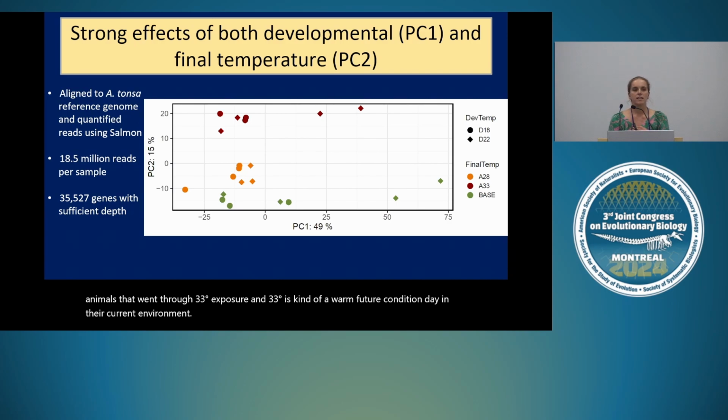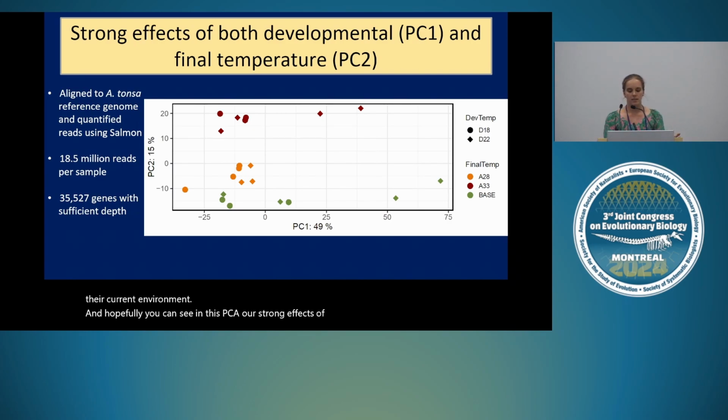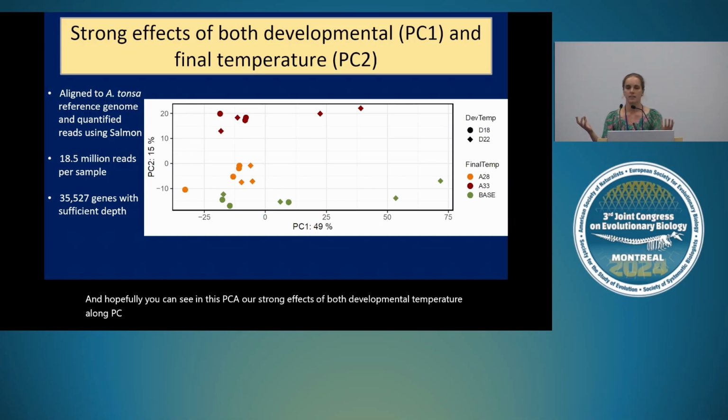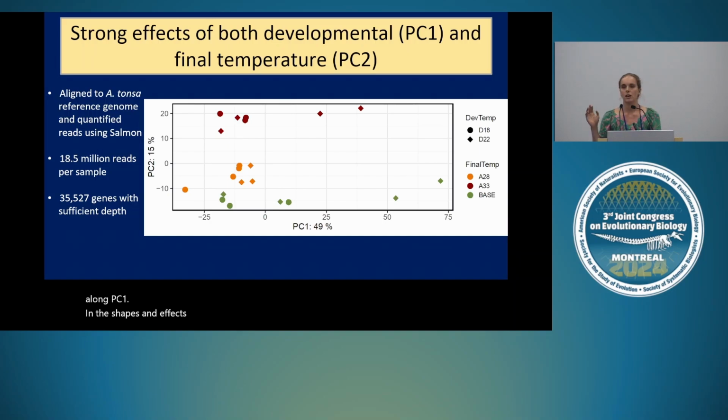And what hopefully you can see in this PCA are strong effects of both developmental temperature along PC1 in the shapes, and effects of final temperature along PC2 represented in those colors.